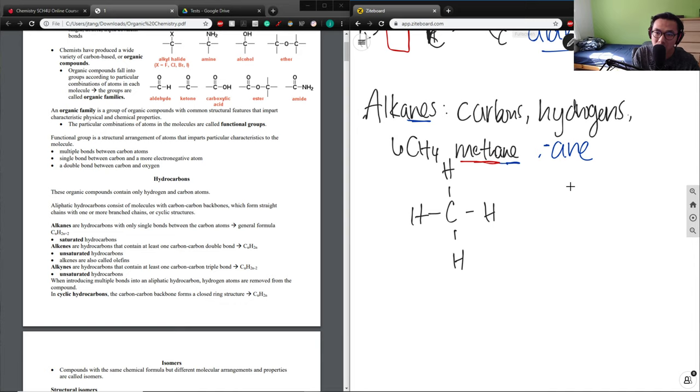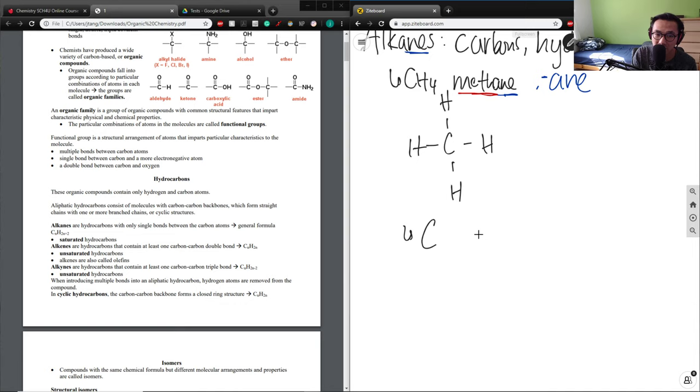And it's always going to be single bonded to hydrogens. Carbons are always single bonded to hydrogens. For example, if I had C2H6, this is ethane. So if I were to draw that, let's draw that.